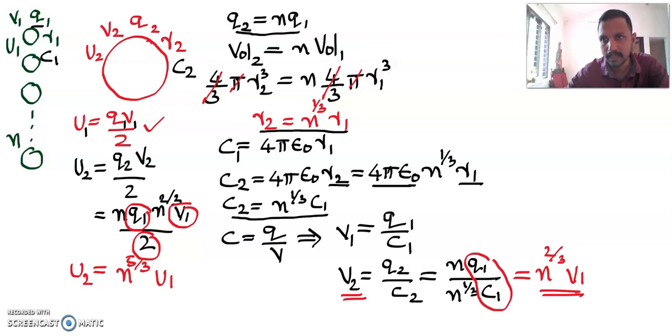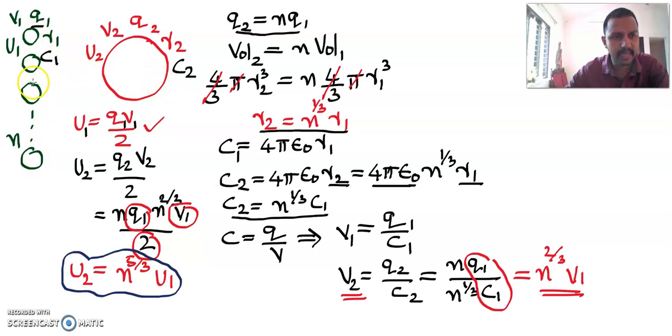This is the other expression for energy. That is, energy stored in the final liquid drop will be U2 is equal to n raised to 5 by 3 times energy stored in the smaller liquid drop. Then let's summarize the liquid drop combining situation.